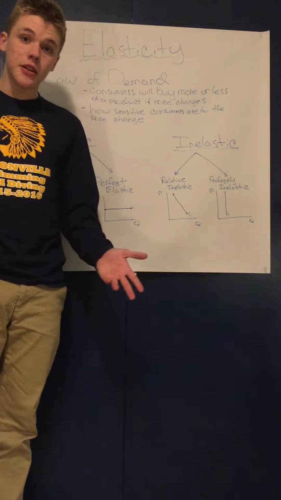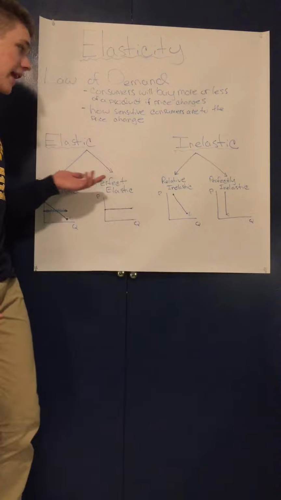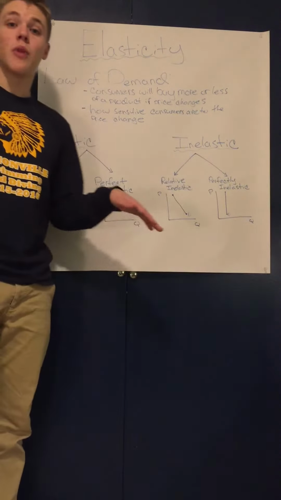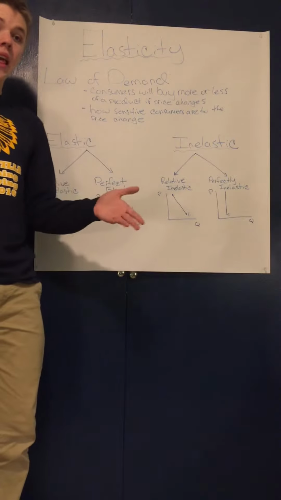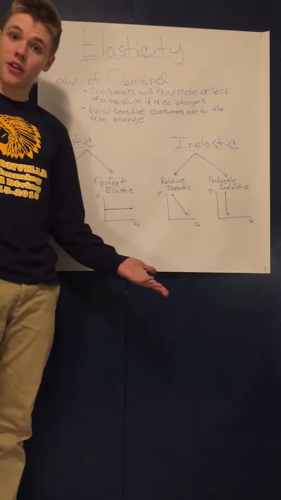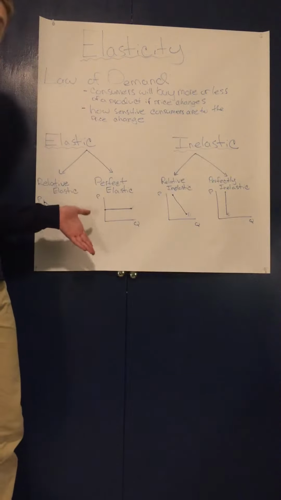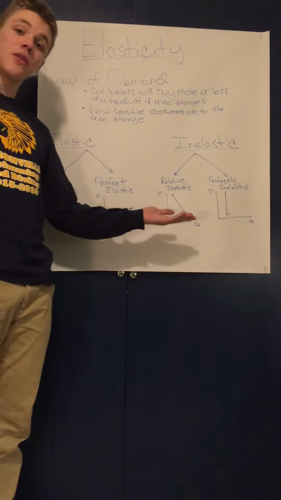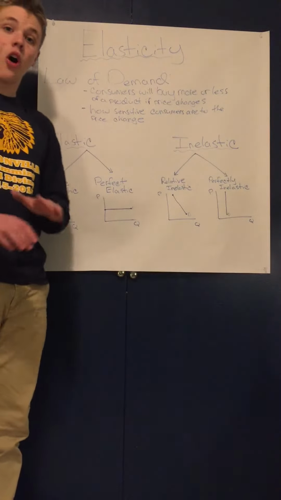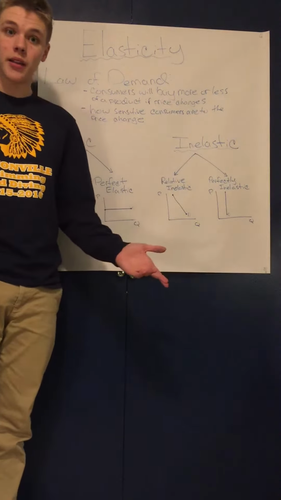Using this, we can divide goods into two main categories: elastic and inelastic goods. Elastic goods have relatively flat slopes. This is because any change in price has a relatively large effect on the demand curve. A perfectly elastic good has a completely horizontal demand curve. This means that any change in price will cause all the consumers to no longer want to buy the product.